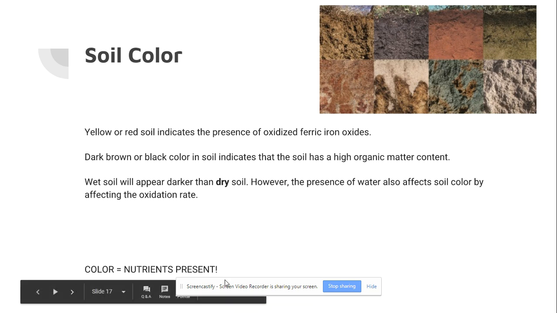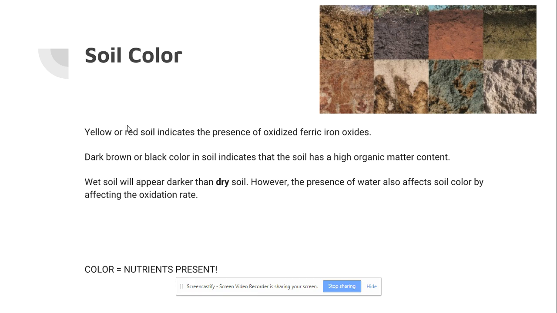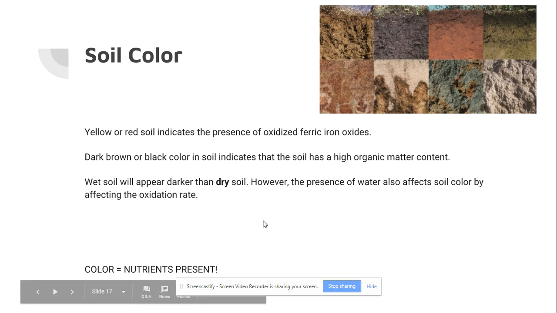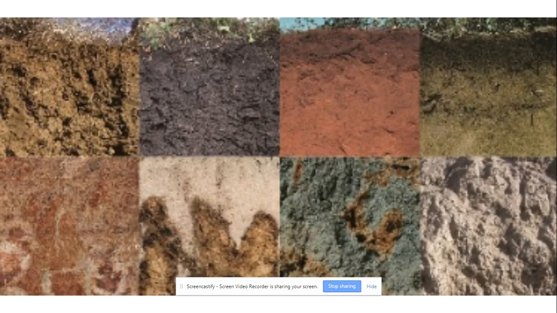The color tells you what nutrients are present in the soil. That's the whole point. You want a dark brown, but red's not necessarily bad. It just means there's a lot of iron. But you don't want the light. Light means there's not a lot of nutrients in it, and it's not super healthy. But the nutrients dictate what color. So here's just a bigger picture showing you the different colors possible.